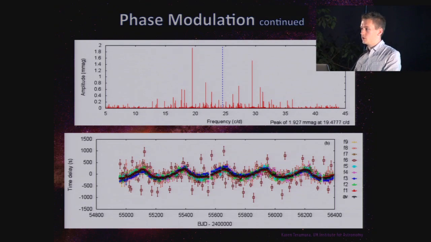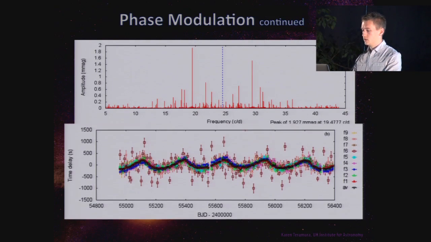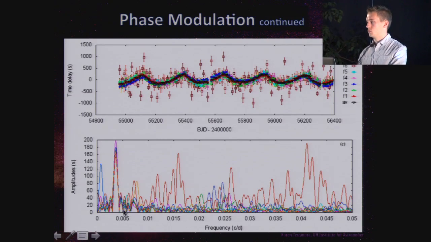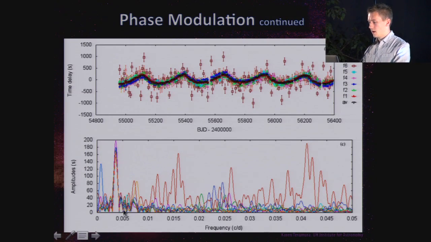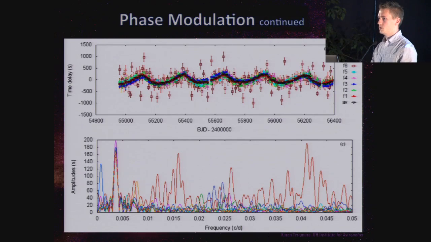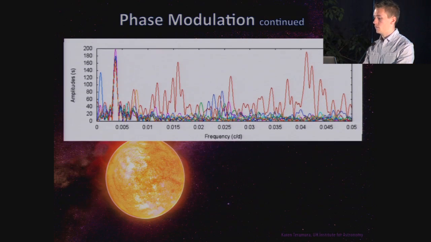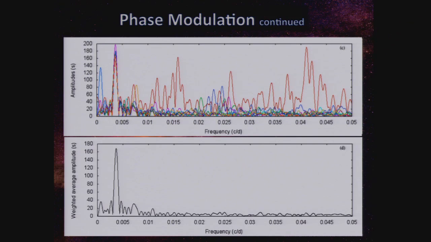And you can see that the response of each frequency to the binarity is the same, which means that if we are to take a Fourier transform of these time delays, we get this peak at the orbital frequency of the system. But some of those pulsation frequencies that we extracted are not especially high in amplitude, so there's a lot of noise in this Fourier transform as well. So what we can do is take a weighted average of those time delays and take a Fourier transform of that instead, and as you can see, the noise is substantially reduced.